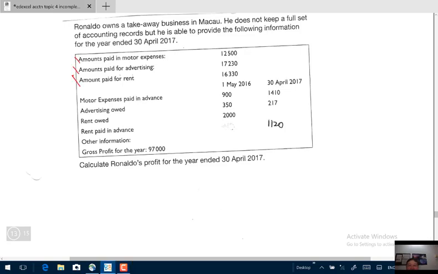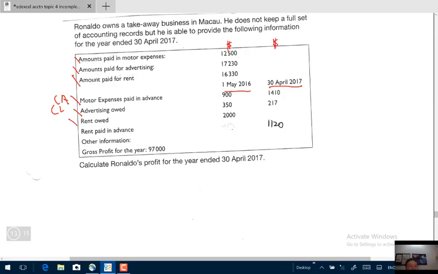Now, at the beginning of the year, 1st of May 2016, we have motor expenses paid in advance. This is a prepayment. At the end of the year, it's still a prepayment, which is an asset. Don't forget, it's a current asset. Advertising owed is a current liability because that is an amount accrued. At the beginning of the year, 250 is owed for advertising. At the end of the year, 217, let's say it's dollars.